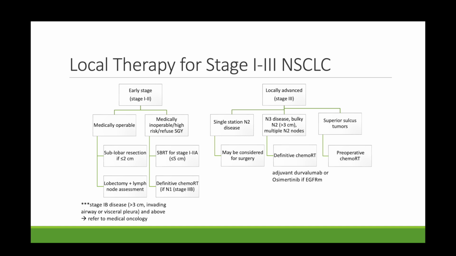So we have early stage, either surgery or radiation. If they go the surgery route, certain patients, especially stage 2 or higher, may get some sort of systemic therapy either before or after surgery. And then our locally advanced patients can either go for surgery with systemic therapy either before or after, or they can get the definitive chemoradiation followed by adjuvant maintenance therapy. And those are kind of the big options for treating non-small cell lung cancer.